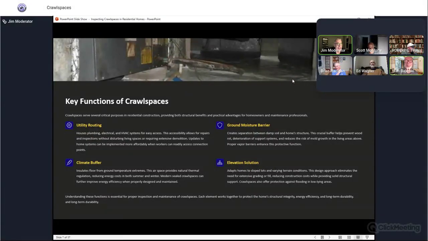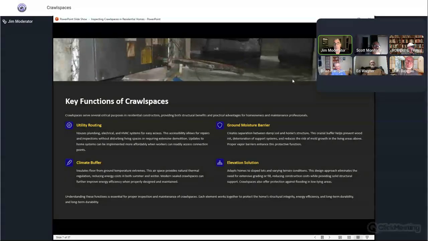And then climate buffer. The crawl space insulates the floor from the ground temperature extremes. This airspace provides natural thermal regulation, reducing energy costs both in summer and winter. Modern sealed crawl spaces can further improve energy efficiency when properly designed and maintained.